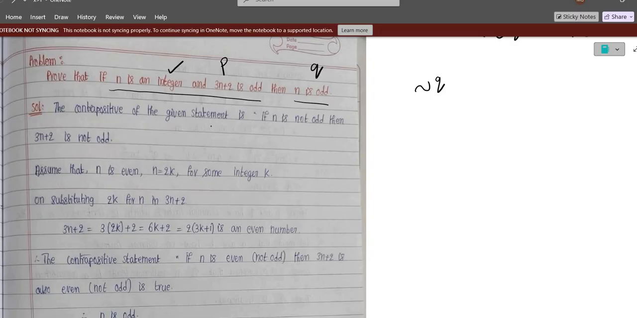So I need negation of Q implies negation of P. The negation of n is odd is n is not odd. For implies, I am writing then negation of P. Negation of P is 3n plus 2 is not odd. So assume that n is even. Actually we want to prove n is odd, but I am taking n is even. If n is even, n can be written as 2k, where k is an integer.